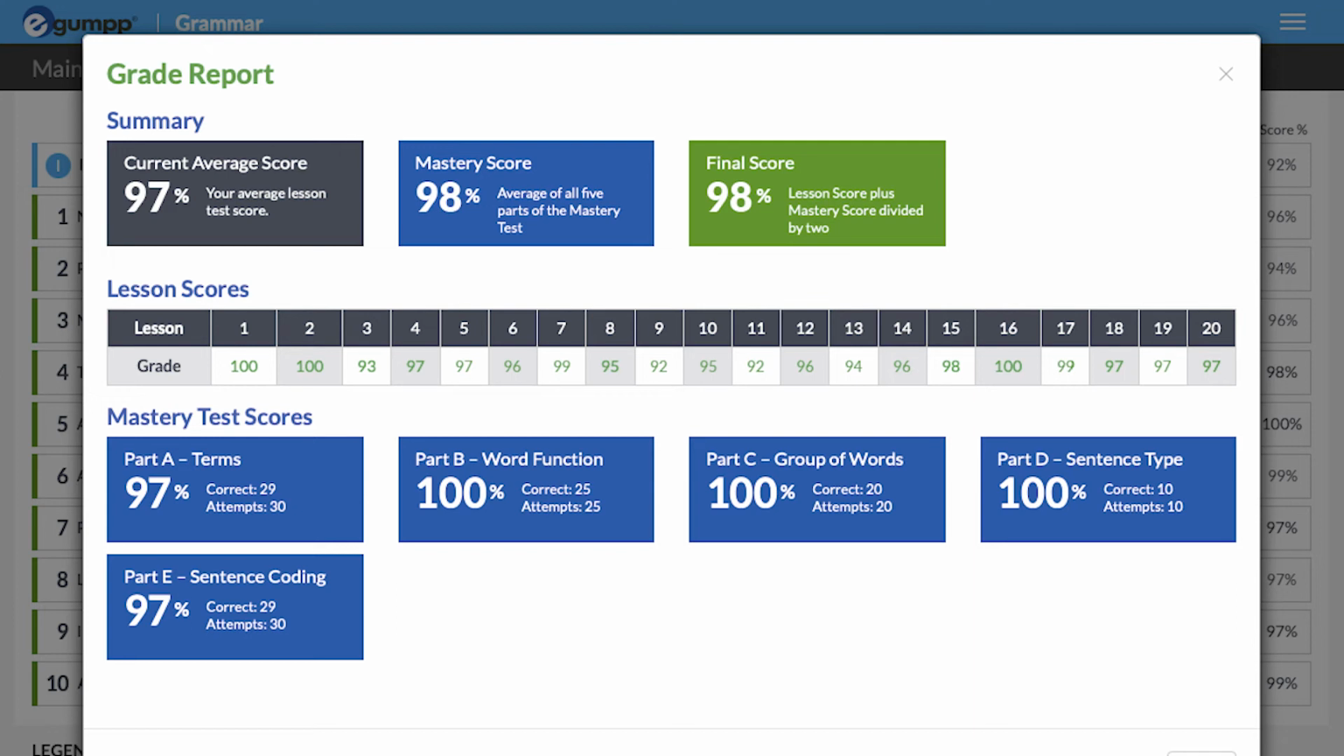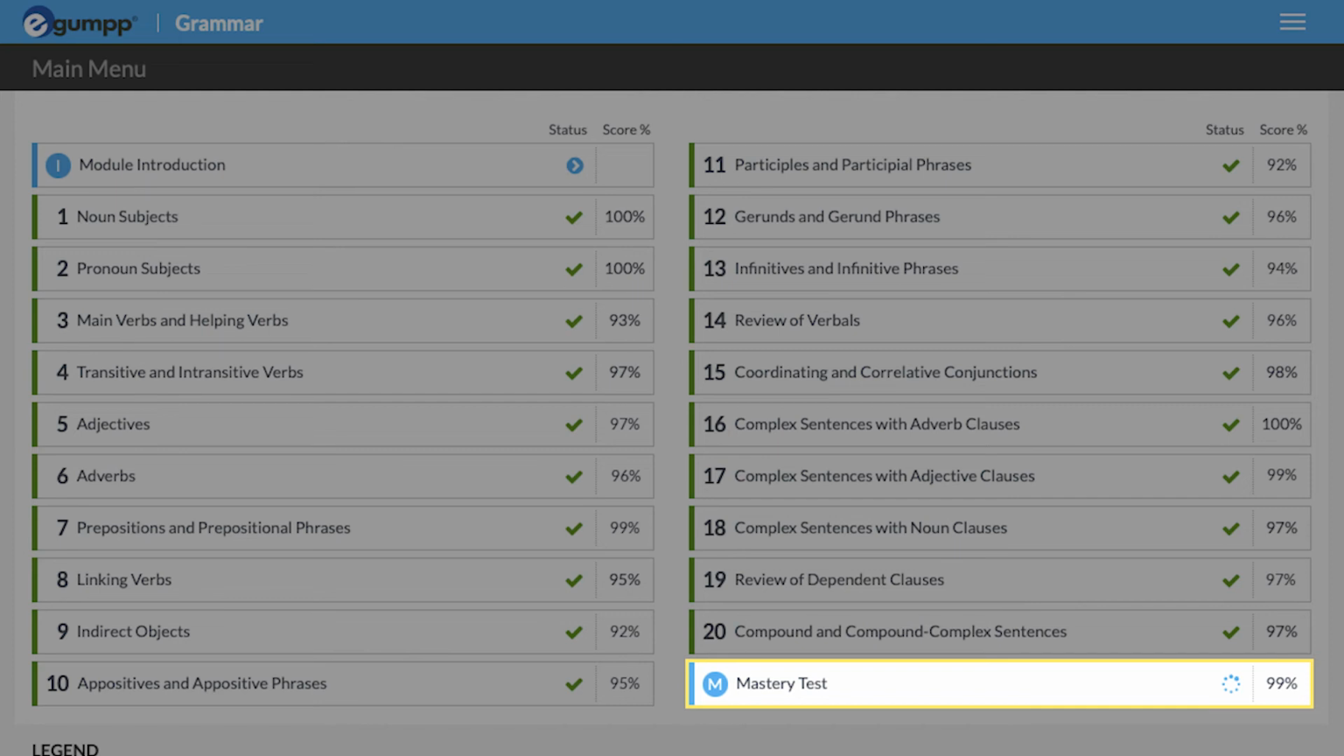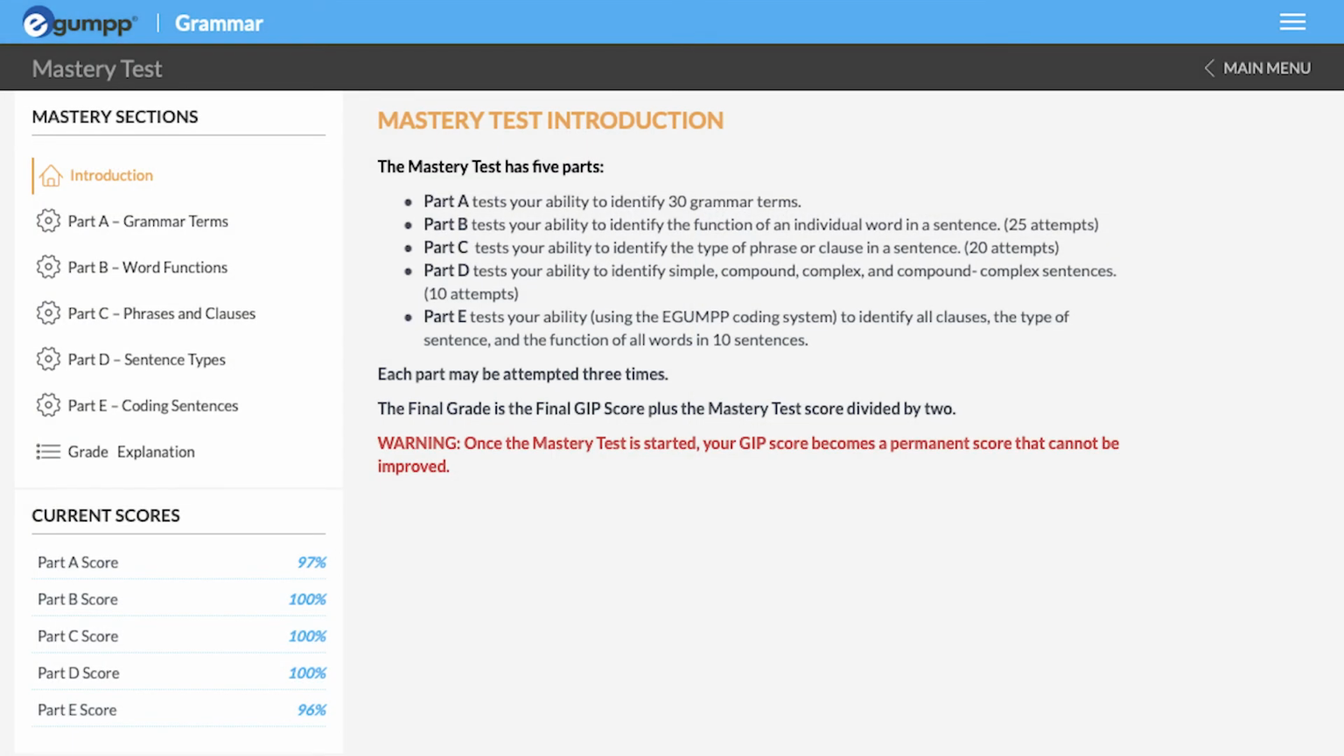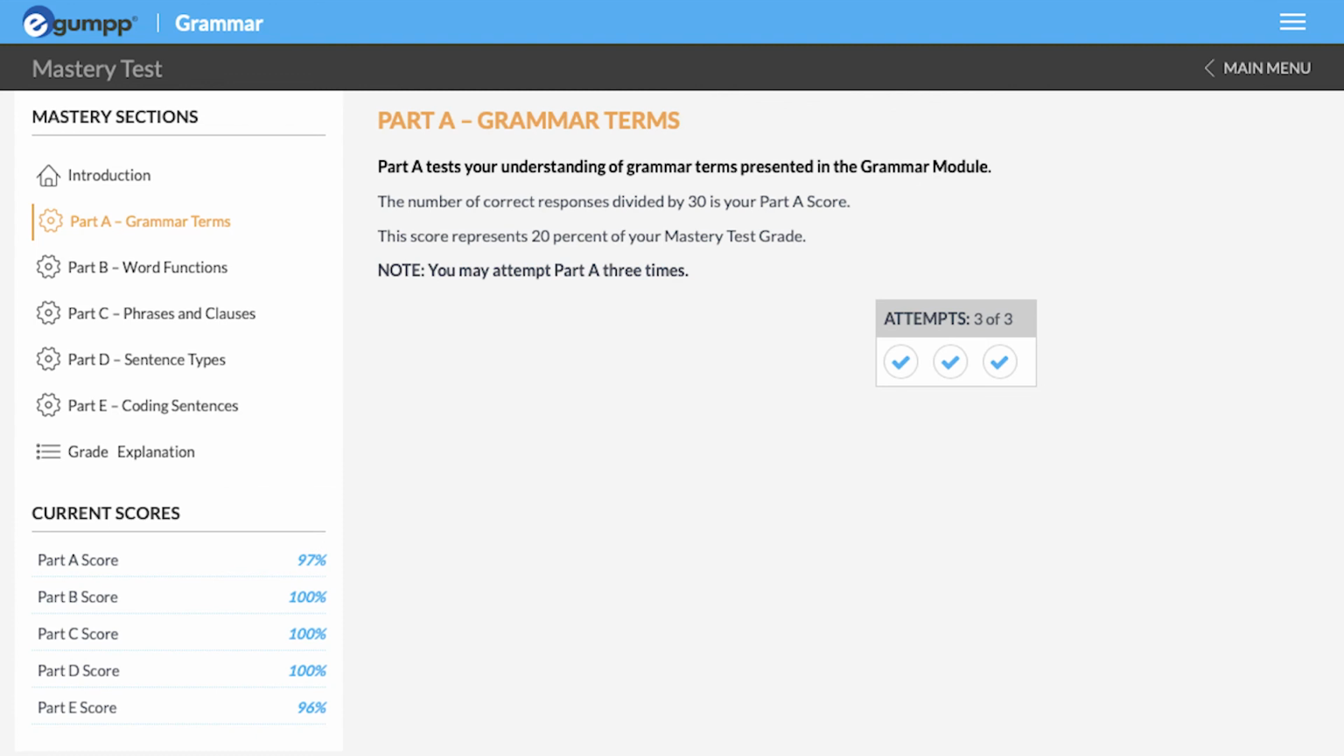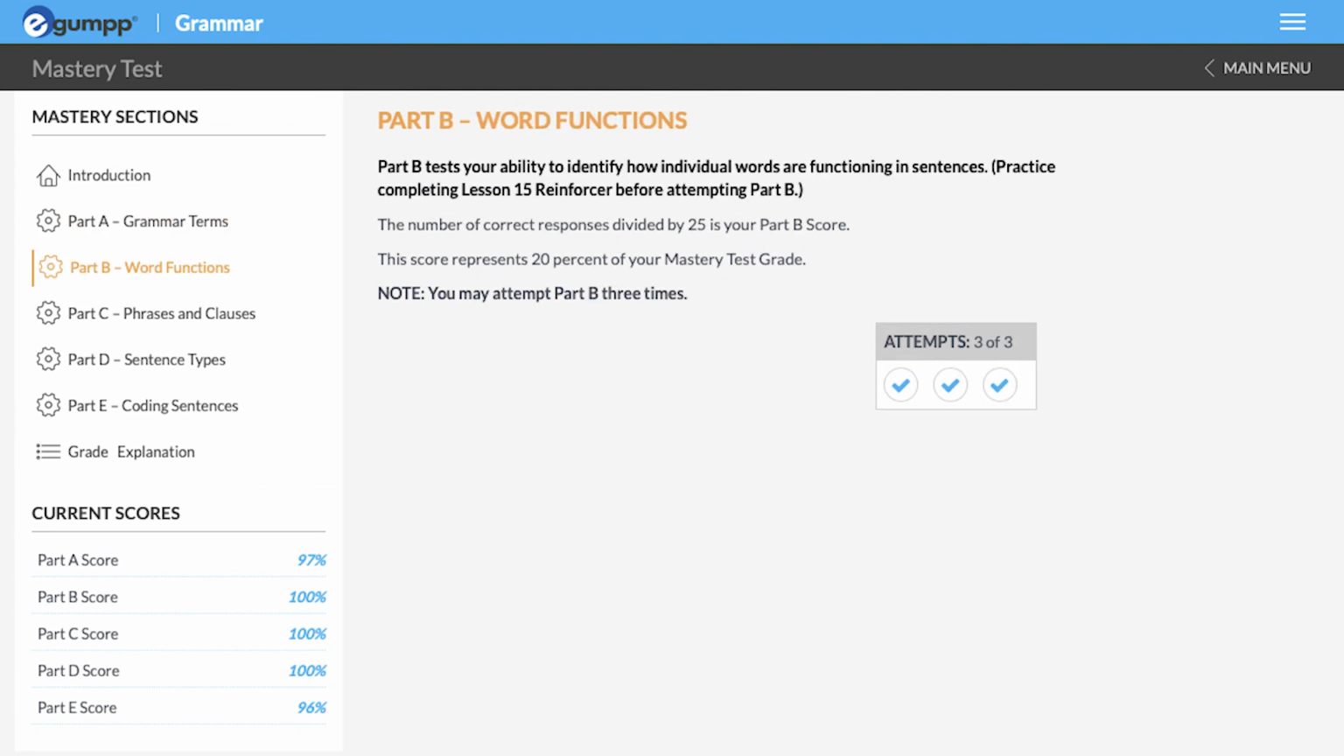Here is how to complete the Module 1 Mastery Test. The Mastery Test has 5 parts. Part A tests your ability to identify 30 grammar terms. Part B tests your ability to identify how individual words are functioning in a sentence. Practice completing the Lesson 15 reinforcer before attempting Part B. Part C tests your ability to identify different types of phrases and clauses in sentences. Practice completing the Lesson 14 and the Lesson 19 reinforcer before attempting Part C.